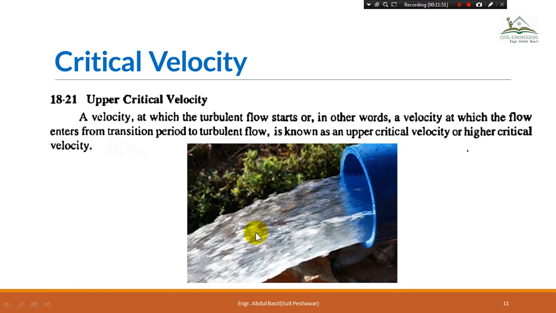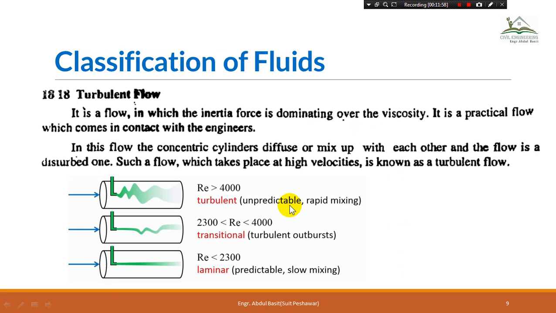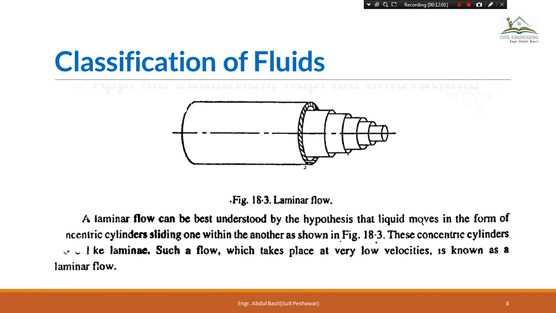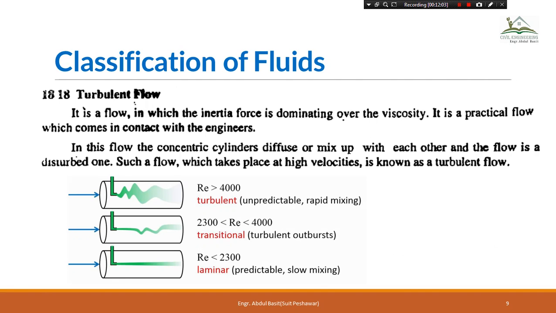Okay, all the particles are not following their own path, and this is the practical case which is called turbulent flow. So that is, I think, quite clear now from this definition. Then coming towards the turbulent flow, again inertial force is dominating as compared to the viscous force. It is a practical flow which comes in contact with the engineers. You can say this is the type of flow which is possible in practical cases, and engineers do use this type of flow for their practical purposes.